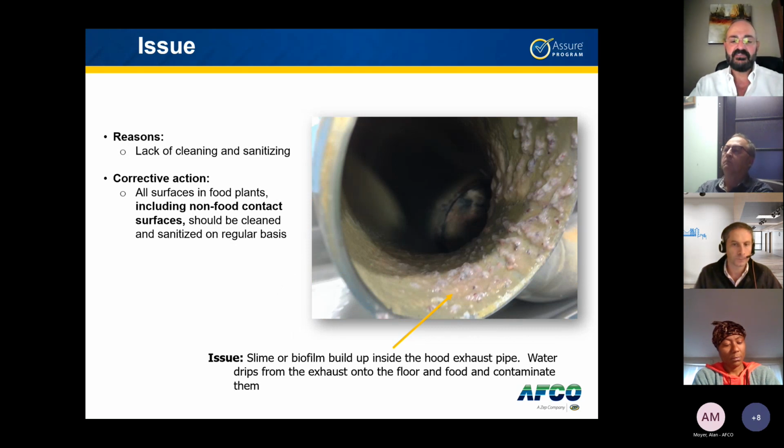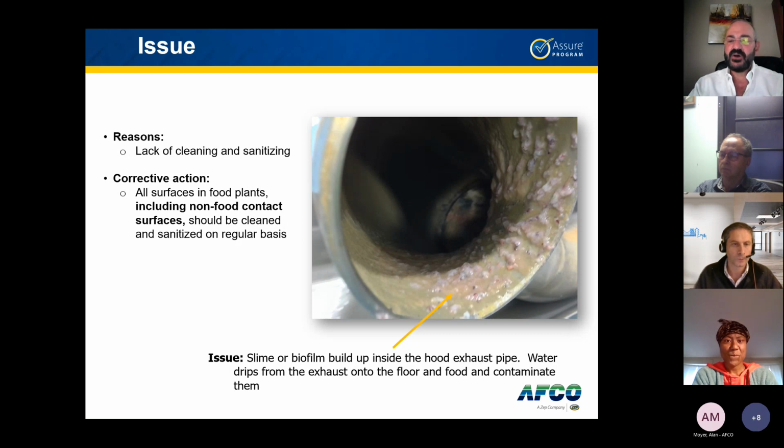So we have a slime and biofilm buildup inside the hood exhaust pipe. This is one of the hoods in food processing plants where it pushes the air out that contains a lot of humidity or vapor from the cooking. Look at that hood pipe. This is probably a three-quarter-foot pipe.